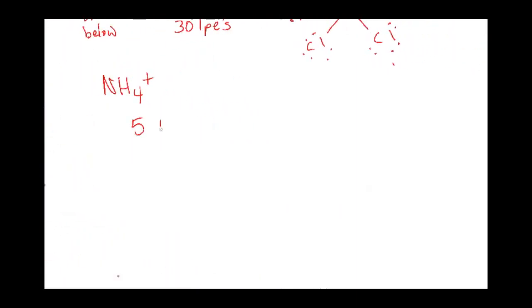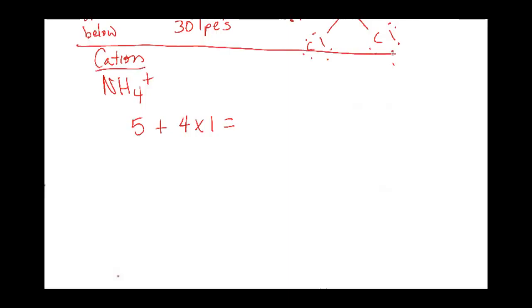So we have 5 plus 4 hydrogens times its valence of 1, and this is for a cation. So that's going to give me a total of 9 electrons to work with. But I notice that there's a plus sign there, so the plus sign takes away an electron. We lost an electron. So now we have 8.